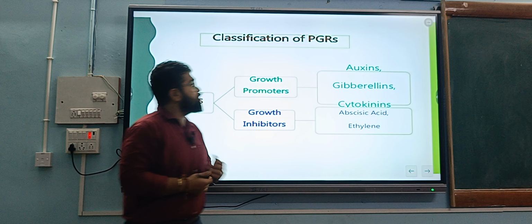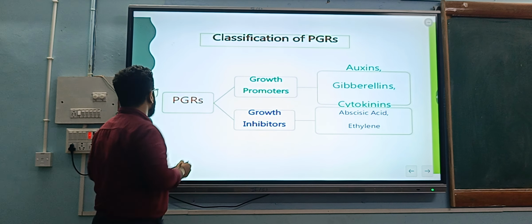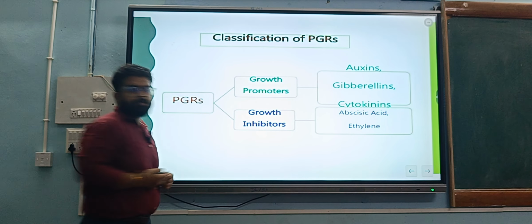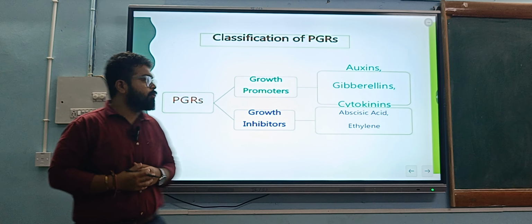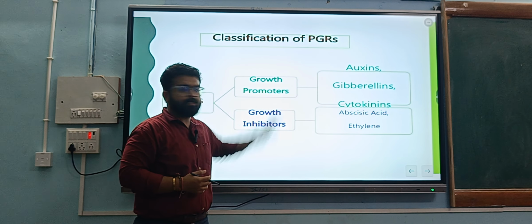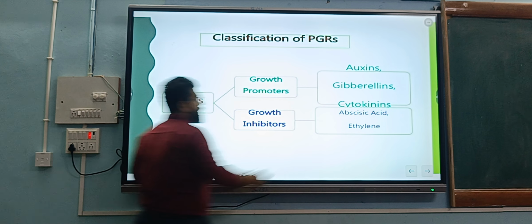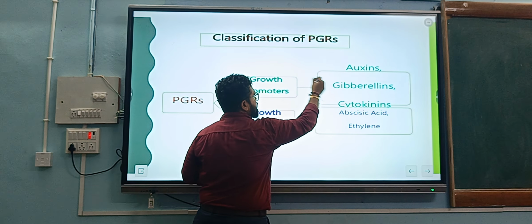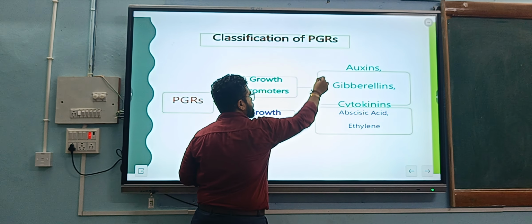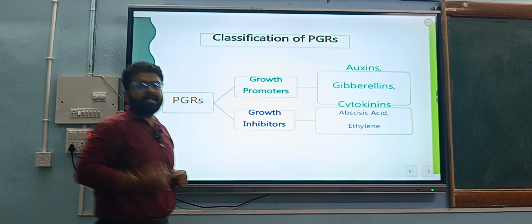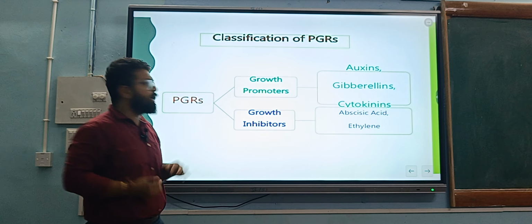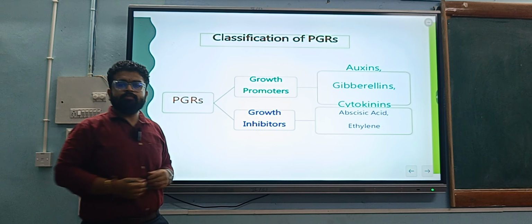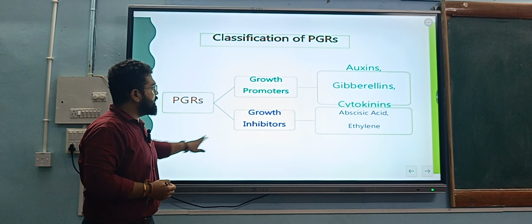The classification of plant growth regulators is done into two groups: the growth promoters and the growth inhibitors. What are growth promoters? We have three good examples of growth promoters: Auxins, Gibberellins, and Cytokinins. And the growth inhibitors are abscisic acid and ethylene. Remember as a code: AGC, or ACG, Agriculture College, Gulbarga, as Auxins, Gibberellins, Cytokinins are growth promoters, and abscisic acid and ethylene are the growth inhibitors.